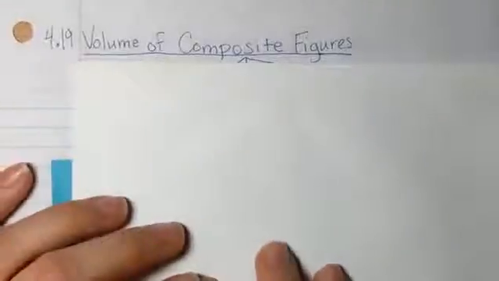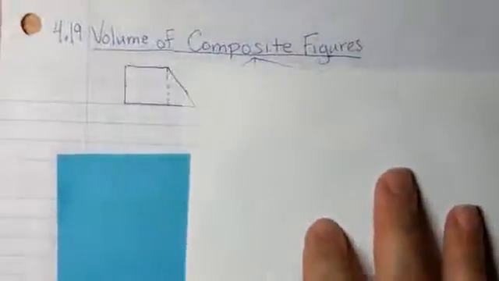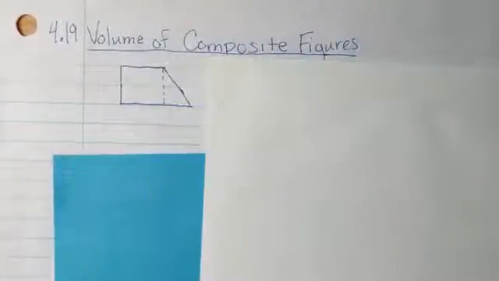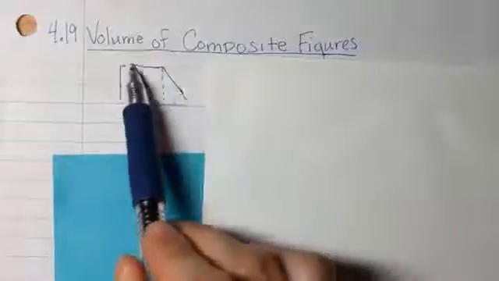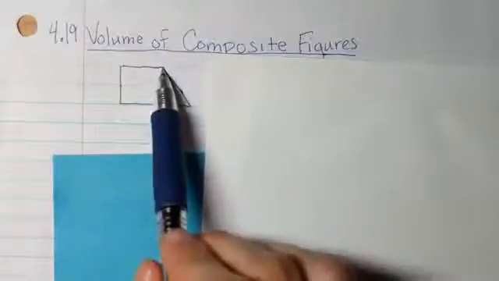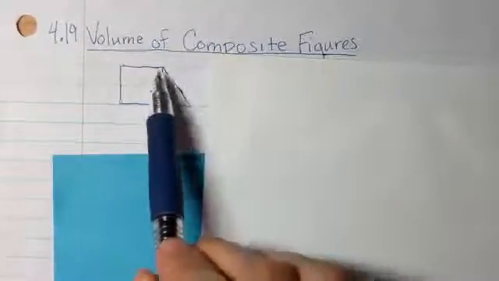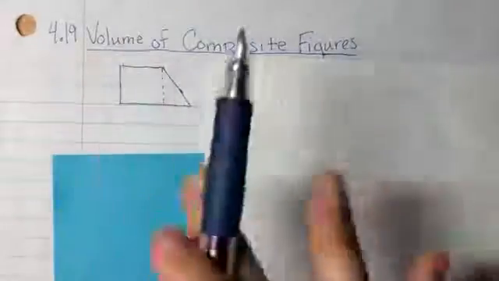All right, today we're going to be talking about volume of composite figures. We've talked about composite figures before. A composite figure is just any shape that can be made up of smaller shapes. So in this case, we've got this oddly shaped quadrilateral, and I have drawn this dotted line right here to signify that this is a triangle and this is a square. So that's a composite figure.